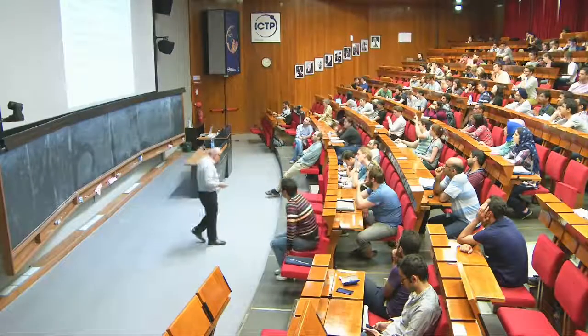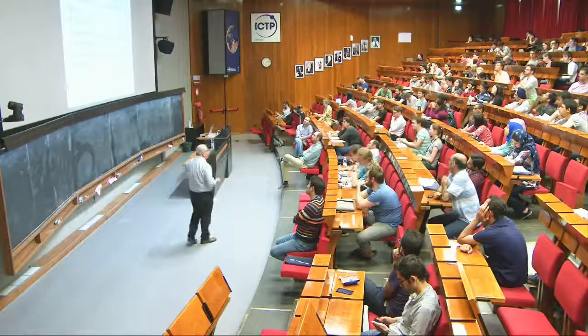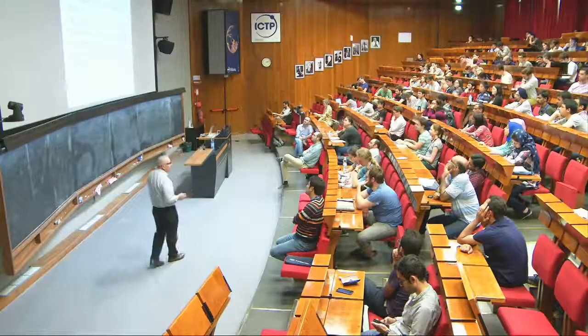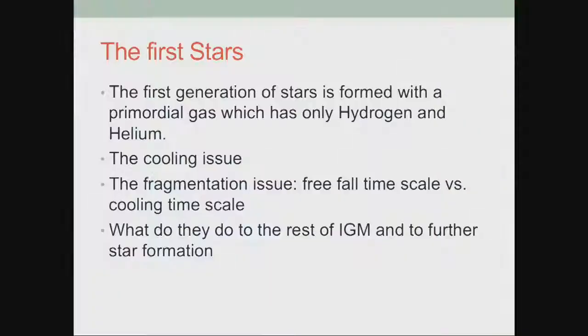Now, let's start with the first stars. This is a big topic, and it's mostly done with high resolution simulations. I will not plunge into it too much, but I'll give you the basic physics of it, just to give you the flavor of why it is different. So the first generation of stars is formed with a primordial mix of gas. The primordial mix of gas had only hydrogen and helium, a bit of lithium, but that's almost negligible.